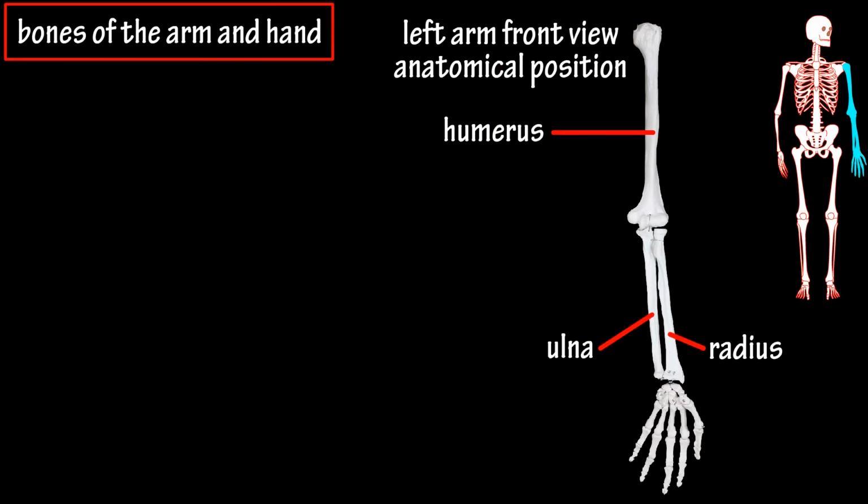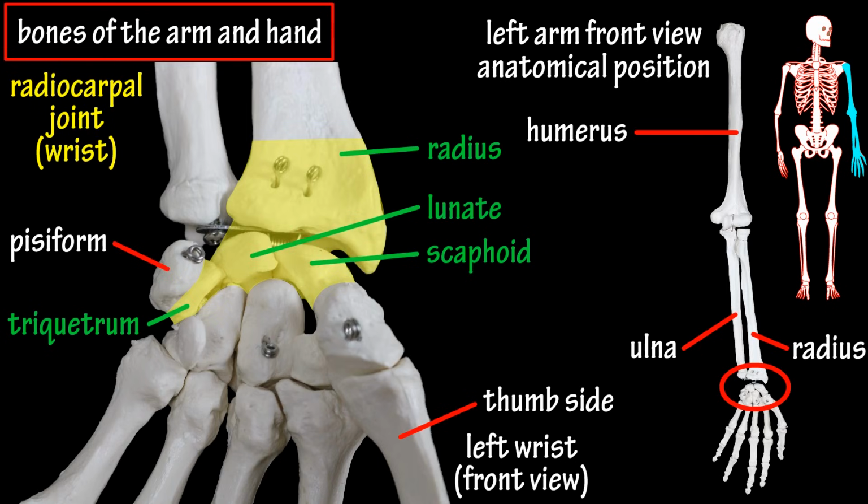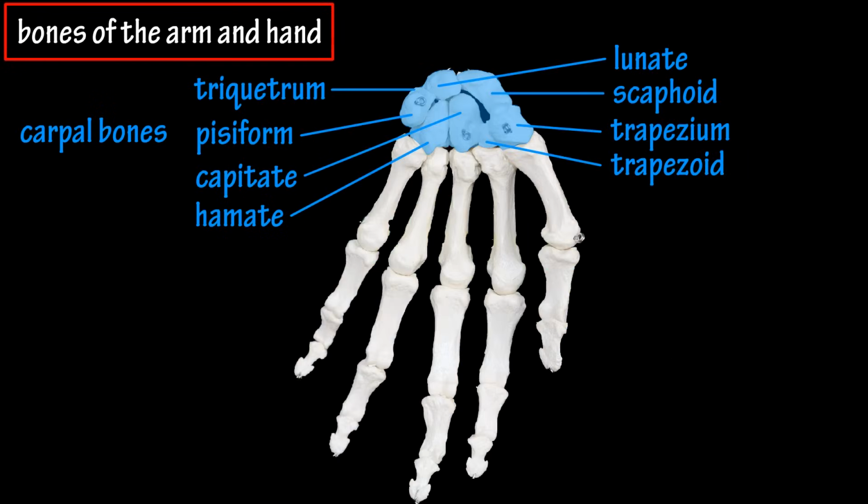At the distal end of the radius, near the hand, is the radiocarpal joint, which is formed between the radius and three of the bones that form part of the wrist, the scaphoid, lunate, and triquetrum bones. These three bones are called carpals, and along with the pisiform, the trapezium, trapezoid, capitate, and hamate bones, there are a total of 8 carpal bones.